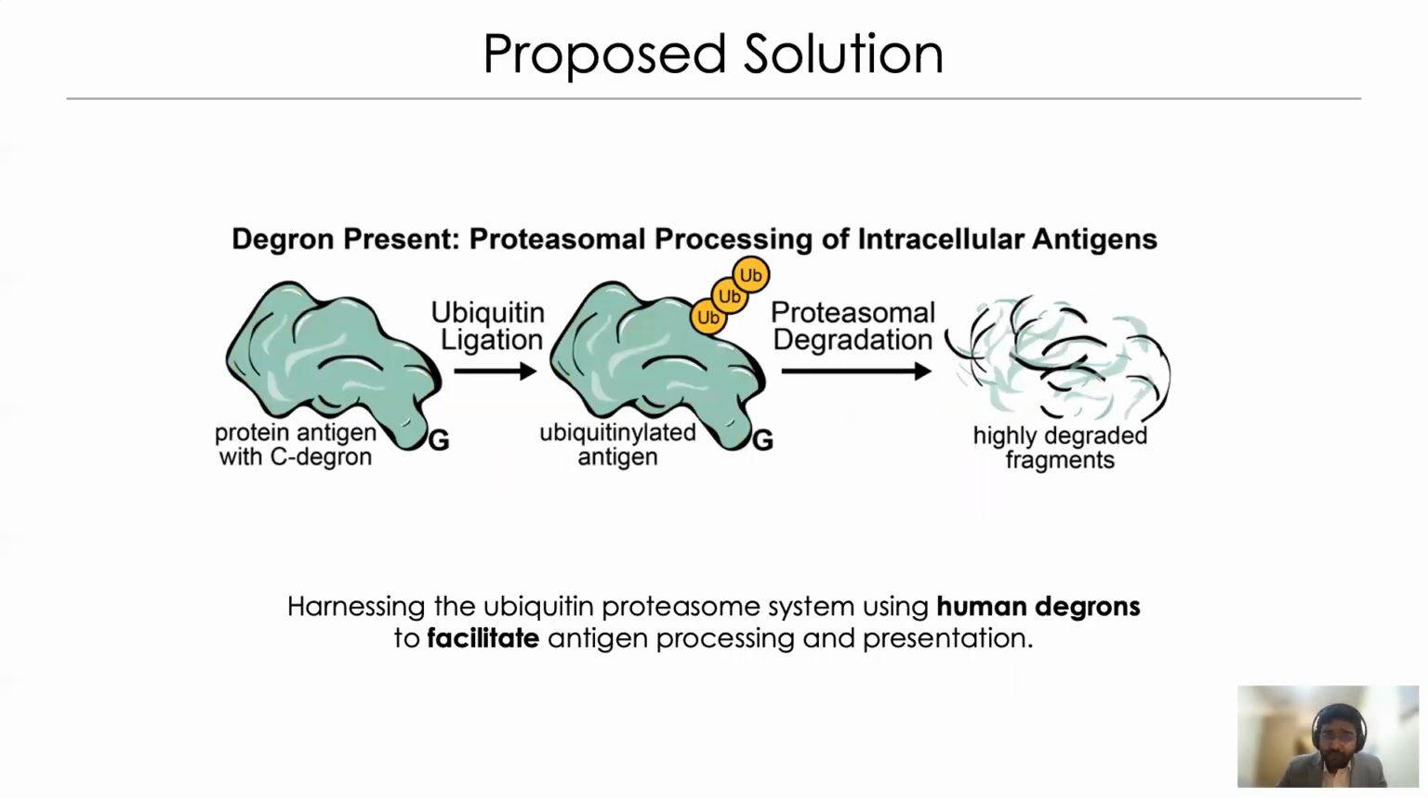Our hypothesis and the proposed solution is that we want to ensure that this particular degron sequence or degron motif is present either at the N term and/or the C term, or even both, if that's possible and feasible. And when that degron is present, we want efficient and optimal proteasomal processing of these intracellular antigens, and to harness the natural machinery that the cell has, essentially the ubiquitin proteasome system, using these human degrons to facilitate how antigens are processed and presented to the immune system in the body.